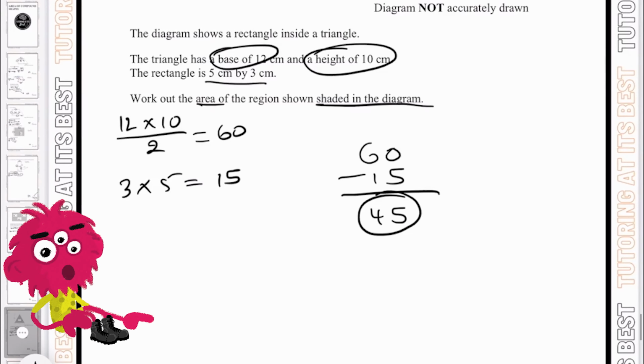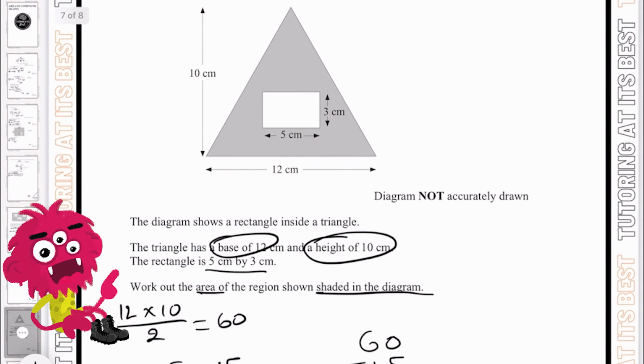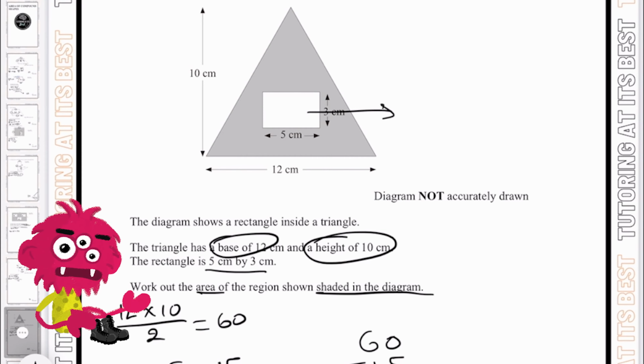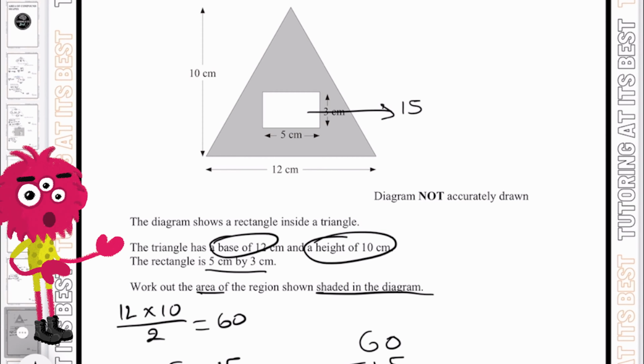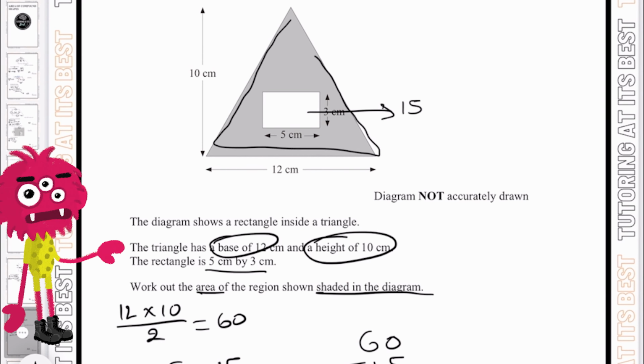So what have I done? I've taken a look at this shape. I know that they are looking for the shaded region, so we always have to find the area of this section here. Once we have found the area of this, we can then subtract it from the remaining section of this triangle.